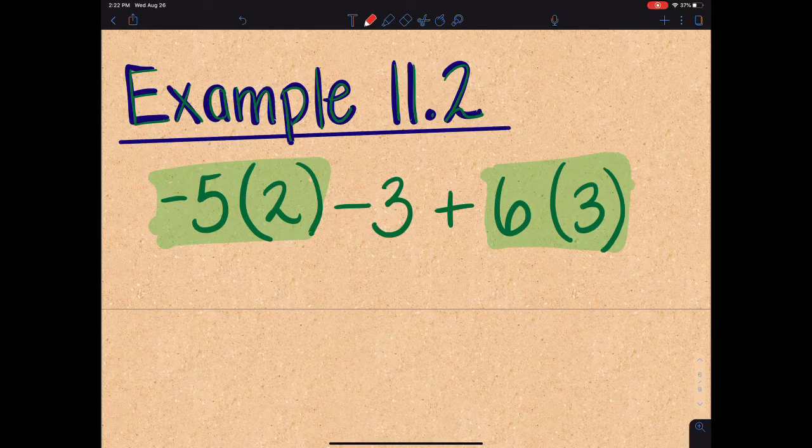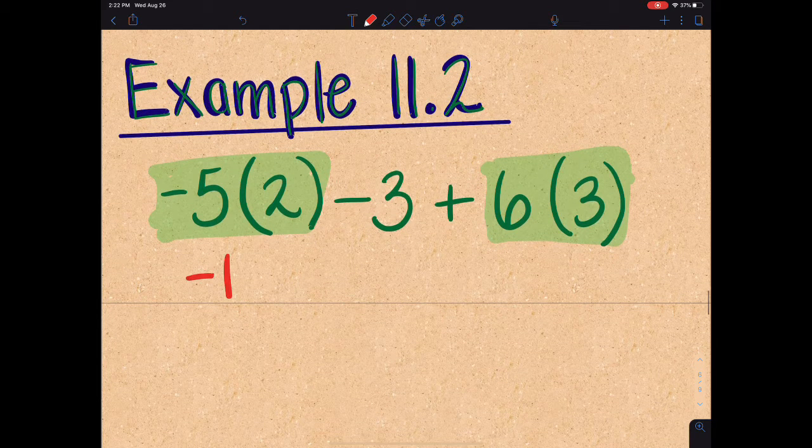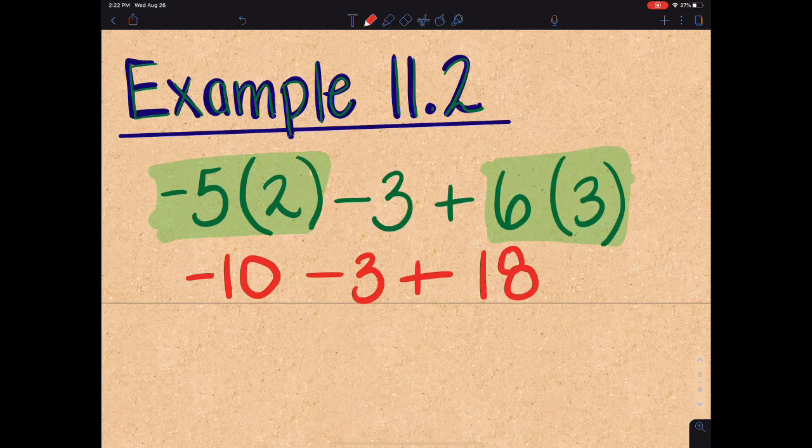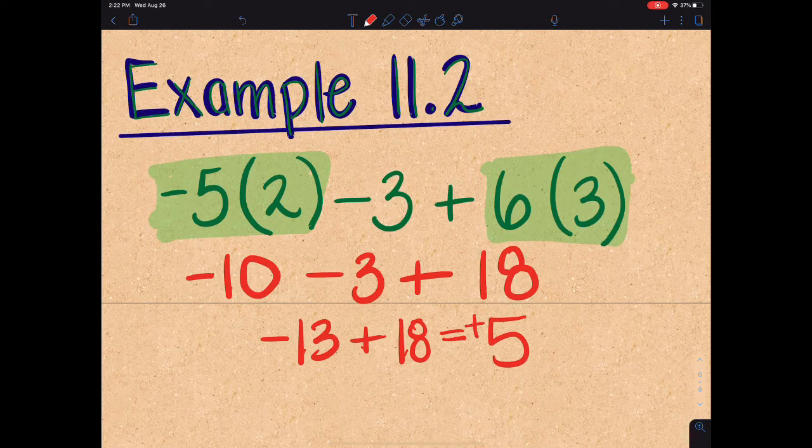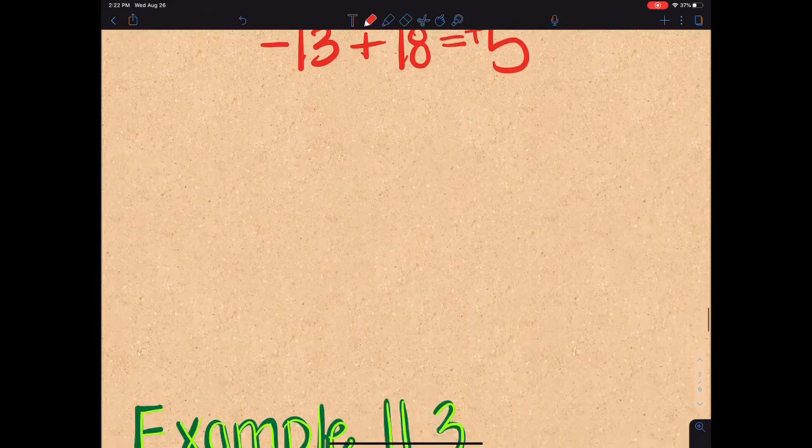Okay, so negative 5 times 2 is going to be negative 10 minus 3 plus, and then 6 times 3 is going to be 18. So negative 10 minus 3 is negative 13 plus 18. So the difference between those numbers is 5, and it's going to end up being positive 5 because, well, you know that already because you've been doing that up to now.